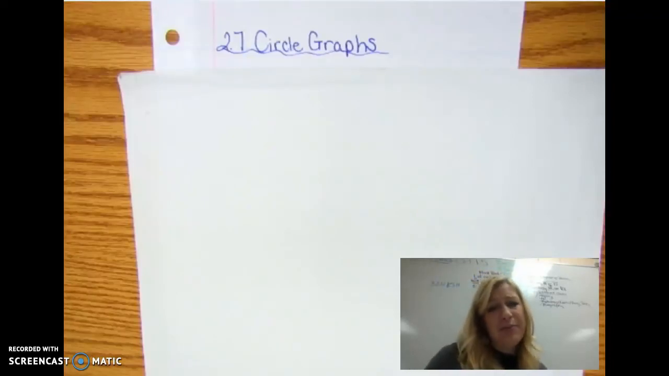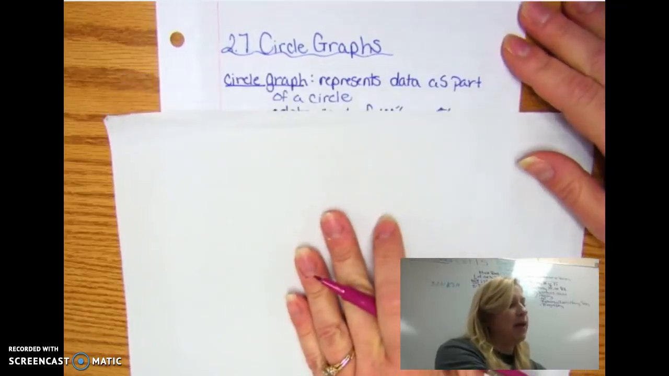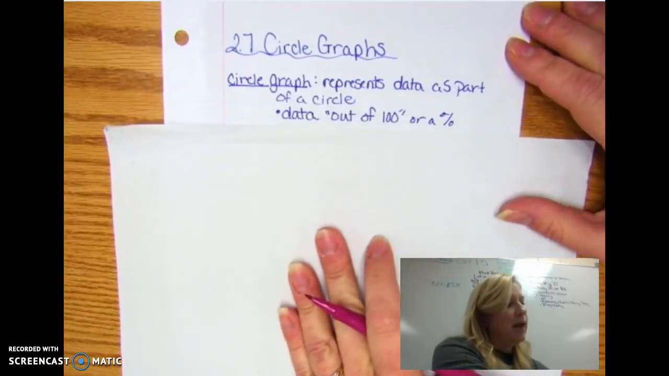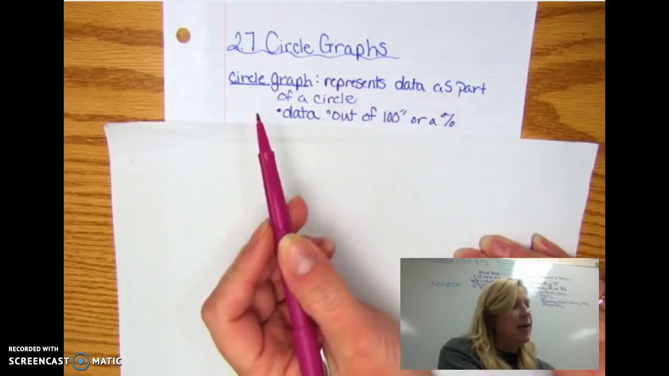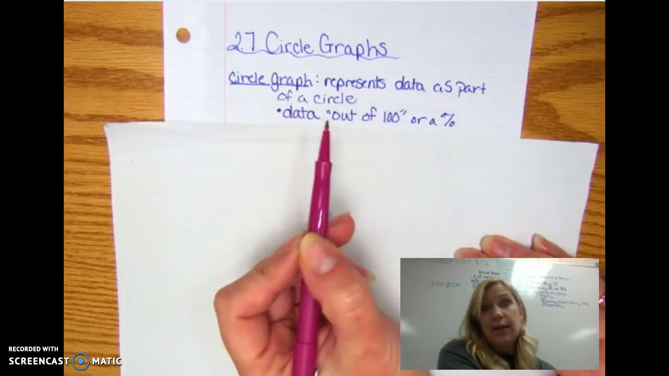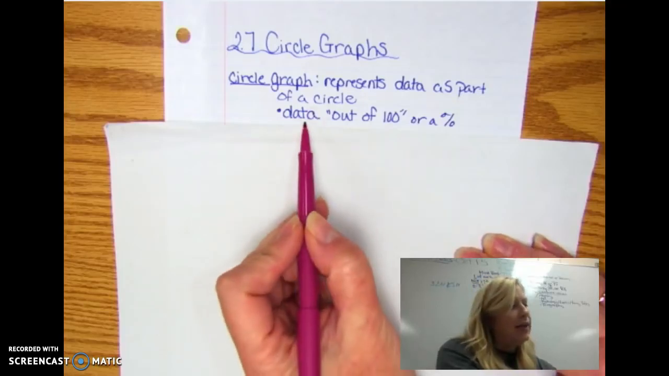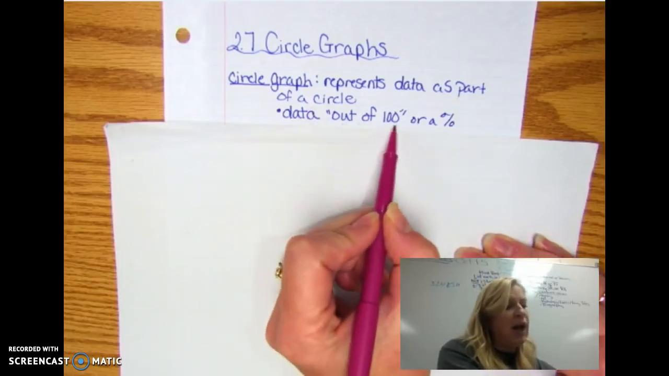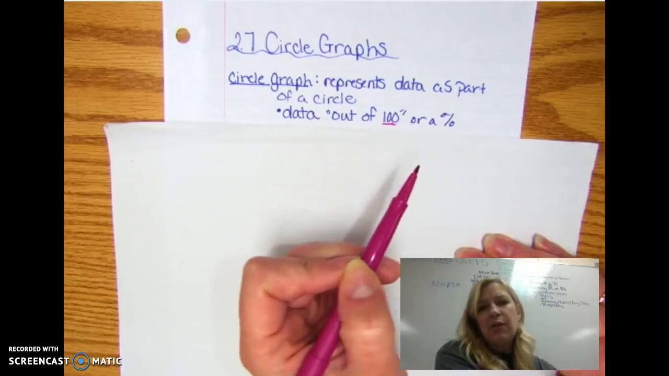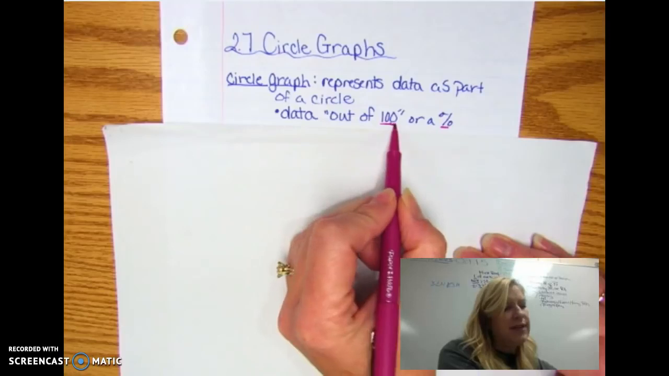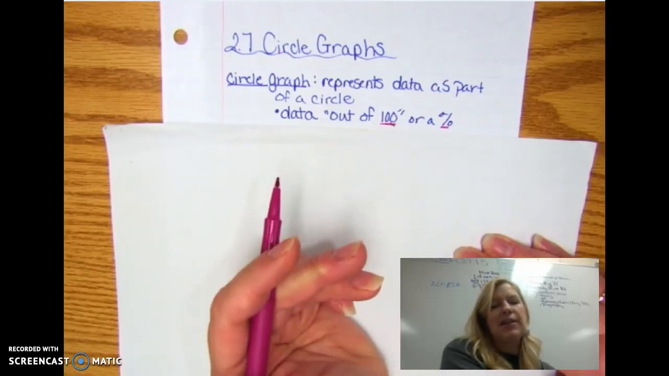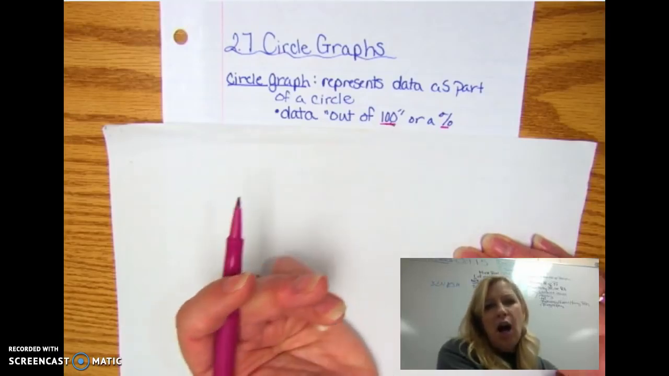I find this one is pretty simple. A lot of you do already know basic concepts of graphing, so I want to compare a couple of graphs we've worked with. A circle graph represents data as part of a circle. Obviously, that's why it's a circle graph. And it's data out of 100, or eventually when we learn about percentages, it'll be out of a percentage. But right now for this lesson, we're going to basically do things that are out of 100.